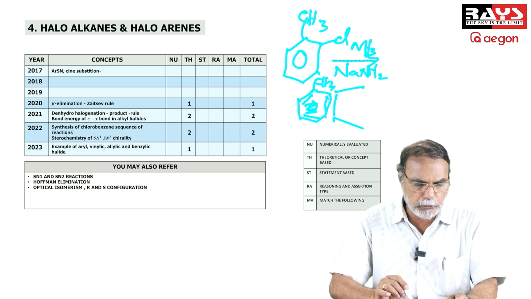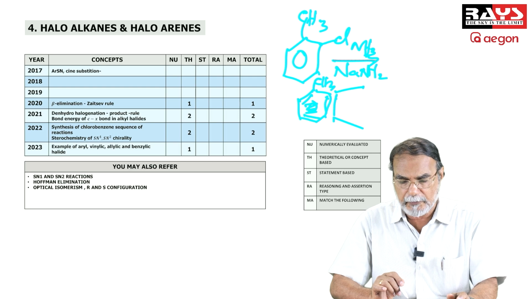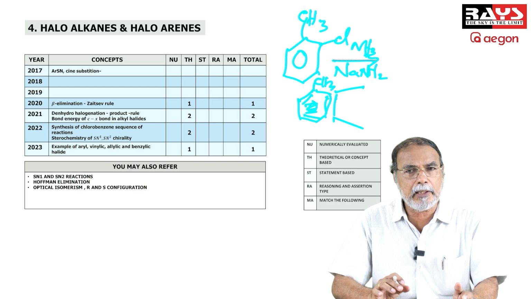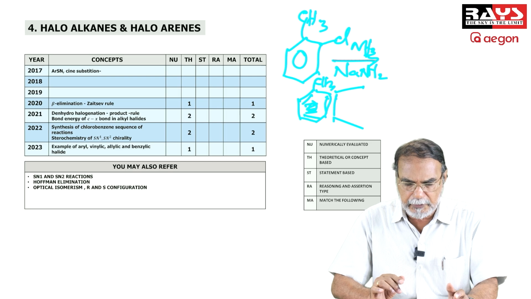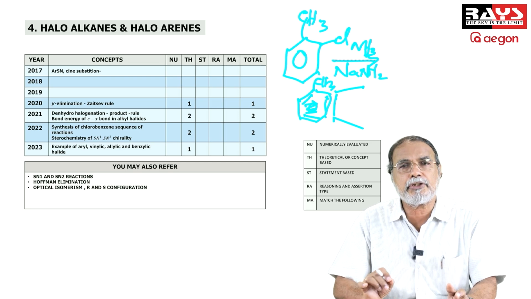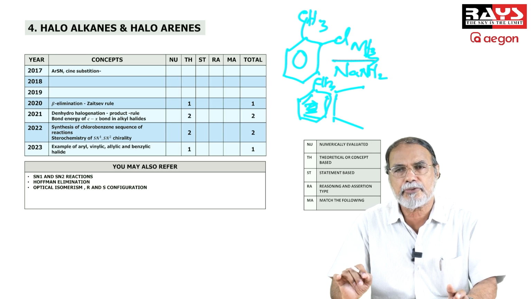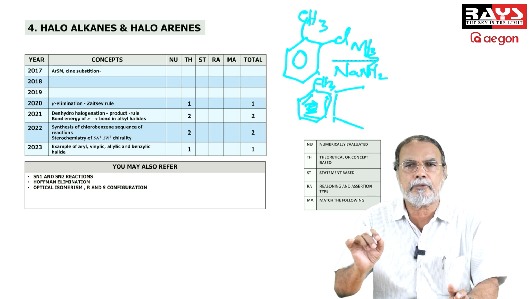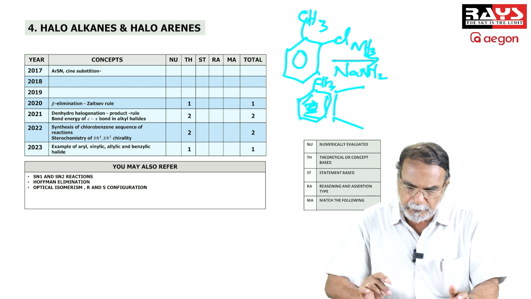Okay, 2021, there was a question on, again, dehydrohalogenation and prediction of the product and the rule relating to that. And then there was another question on the comparison of the bond energy of the C-X bond in alkyl halides: C-F, C-Cl, C-Br, C-I. What is the order of the bond lengths and the order of the bond energy?